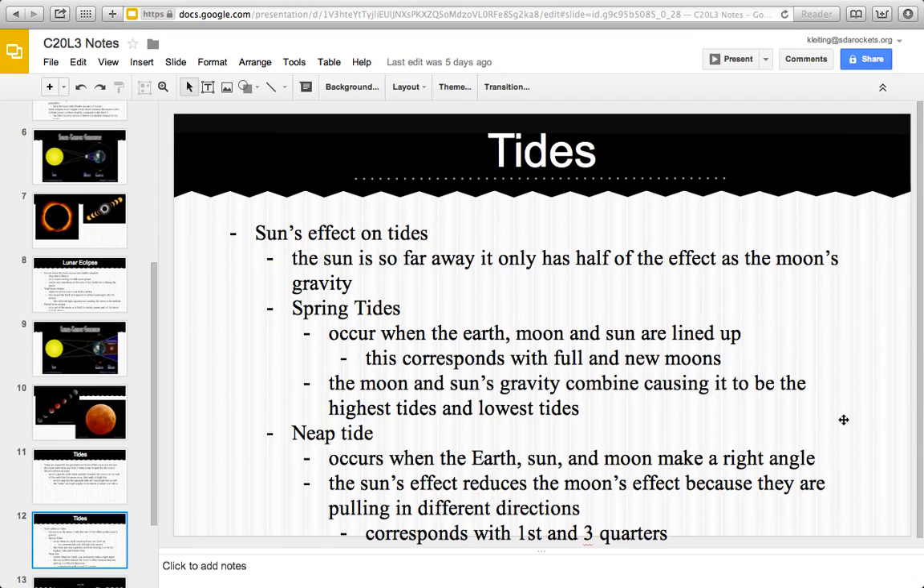The sun is so far away it only has half the effect as the moon's gravity. Even though the moon's really small, it's much closer than the sun, so the moon has more of a pull.